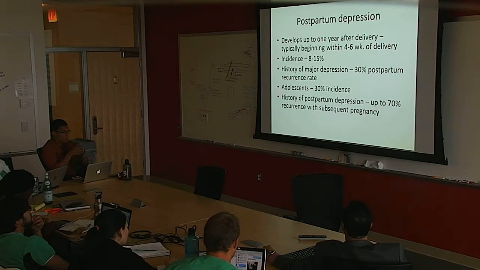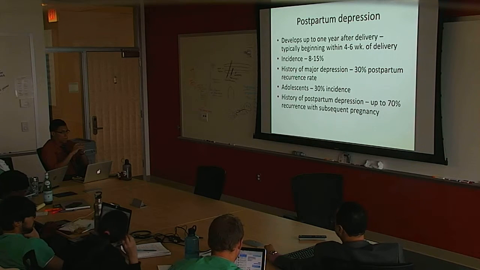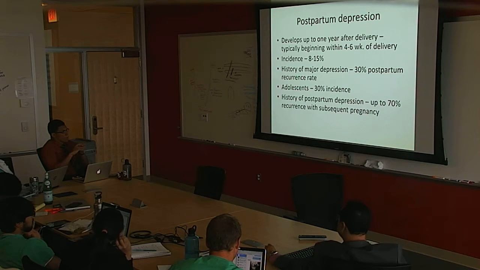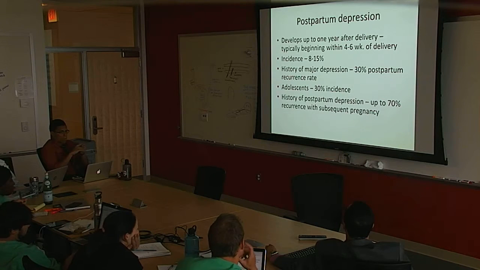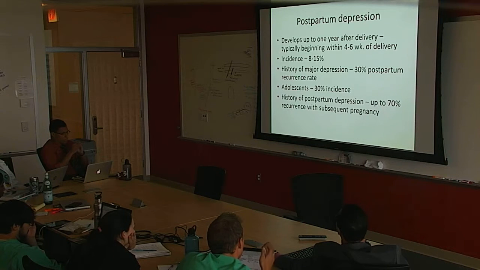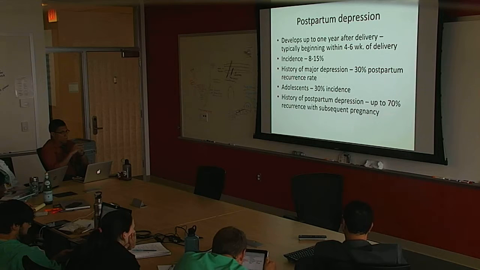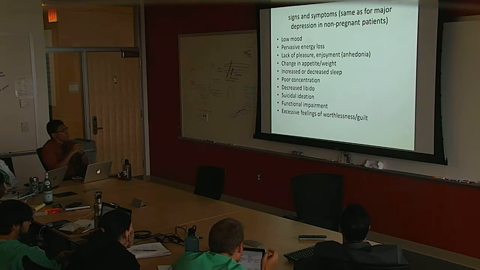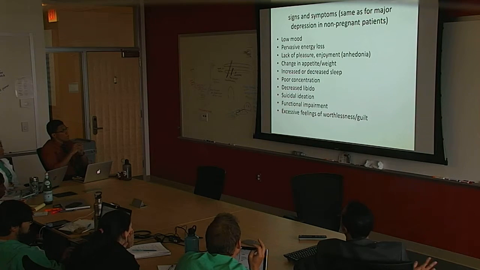History of major depression: if someone has had major depression before, she has a 30% chance of having postpartum depression. Adolescents have a higher incidence, 30%. History of postpartum depression: if someone had postpartum depression before, up to 70% recurrence in a subsequent pregnancy. That's all very important. Signs and symptoms are the same as for major depression.